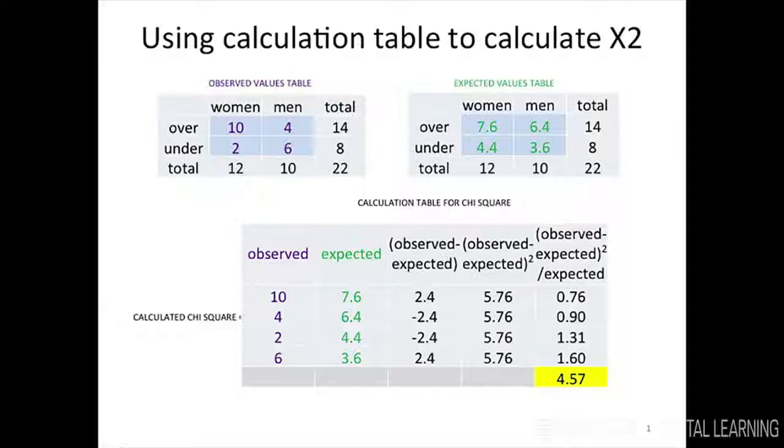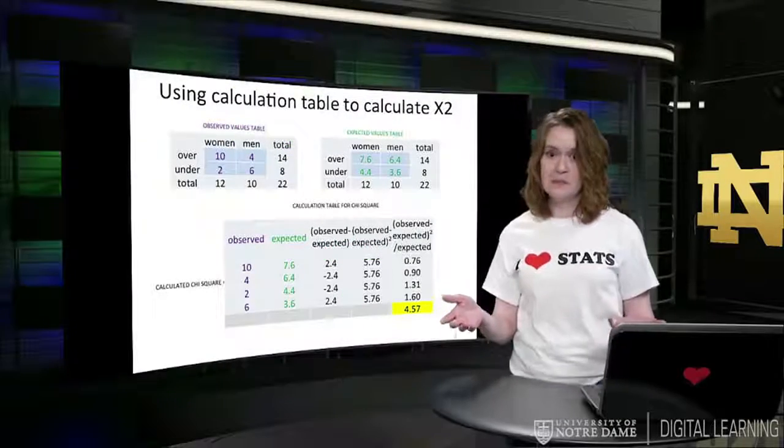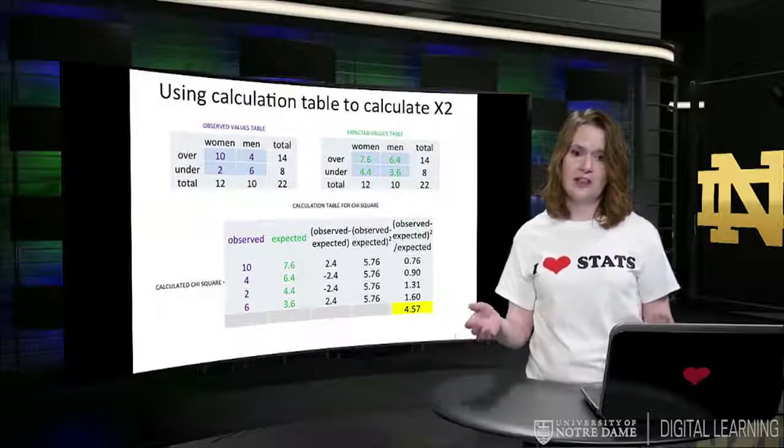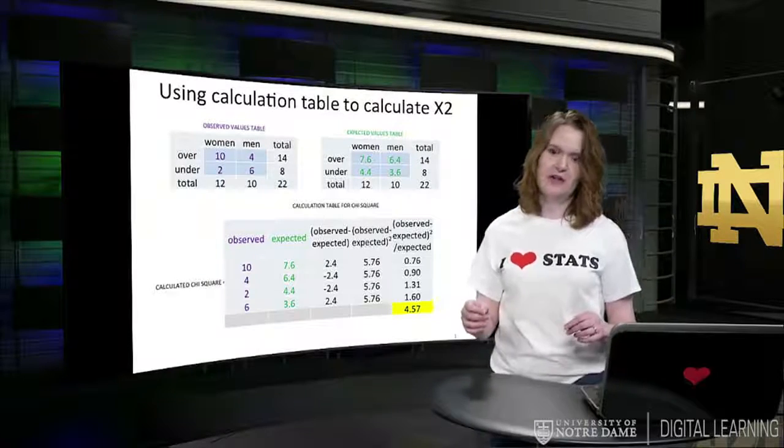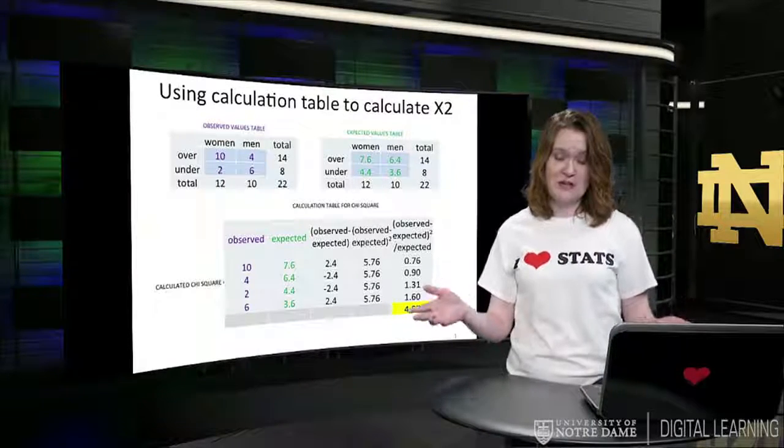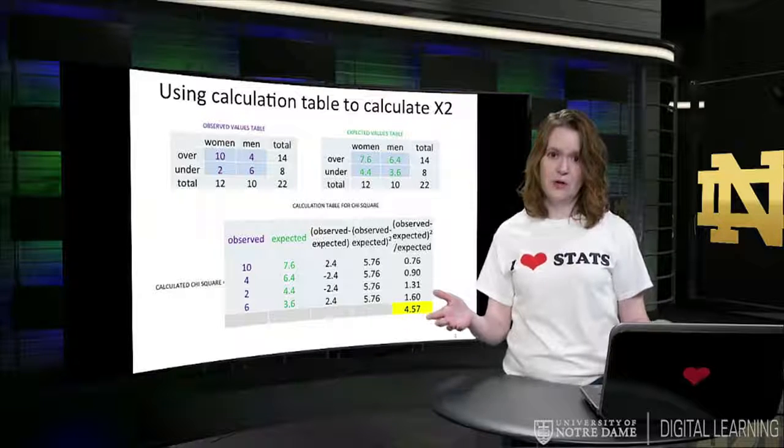Then we have all four of our rows filled in the last column, and the final step is just to sum those. Sum 0.76 plus 0.9 plus 1.31 plus 1.6, right? That gives us 4.57. And guess what? That's it. We have come up with our calculated chi-square value. Great. It was time consuming. There were a lot of steps, but we did it. It wasn't so hard. I think you could definitely do this on your own. But wait, we did it. We have 4.57 for our chi-square value.